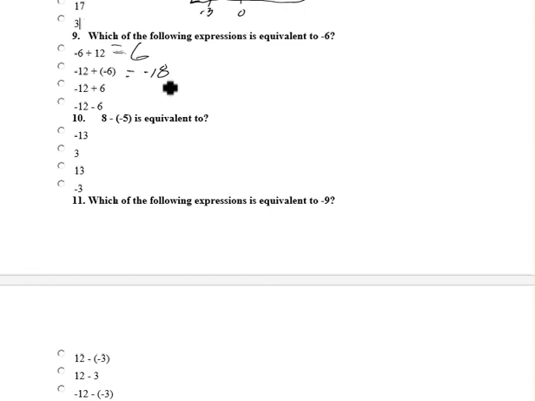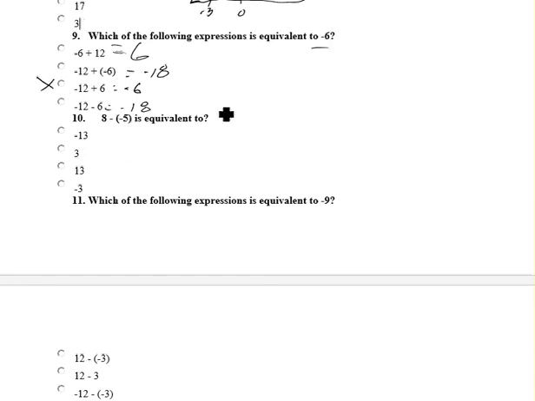Negative 12, positive 6. Signs are different. Take the difference, just like up here, and keep the sign of the bigger number. And this one is going to be negative 18. Negative 12 plus 6 is negative 6, so this is my answer.